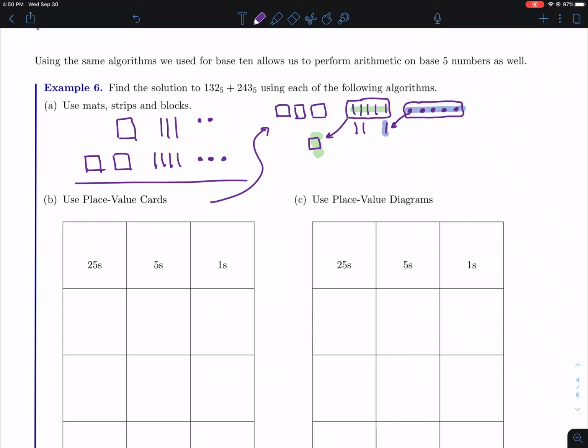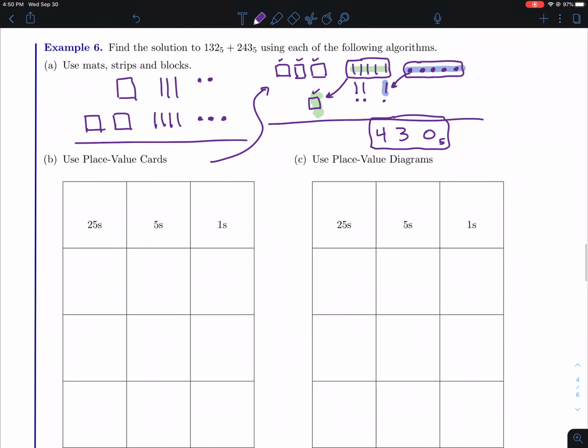And so now if I look, it looks like there's nothing else I can combine. So now I can go ahead and bring it down and write it in terms of its base 5 number. So I've got no numbers in the 1s position, so I'm going to bring down a 0. I've got 1, 2, 3 numbers in the 5s position, so I'll bring down a 3. And then I've got 1, 2, 3, 4 mats, so that means I'm going to get a 4 in the 25s position. So it looks like 132 base 5 plus 243 base 5 is the same thing as 430 base 5. All right. Is that okay with everybody?